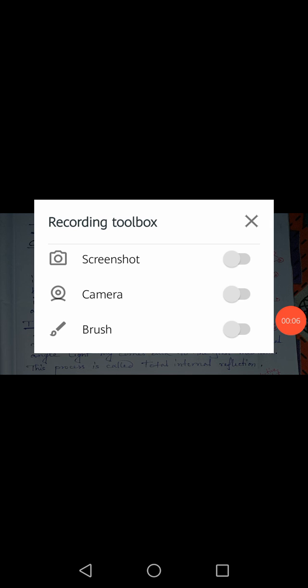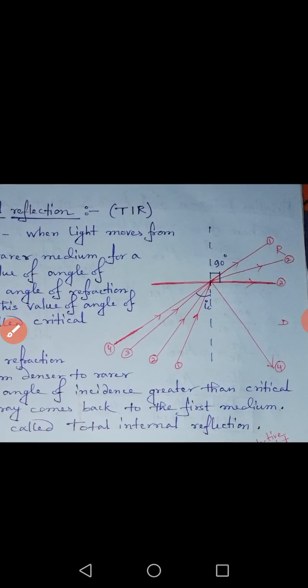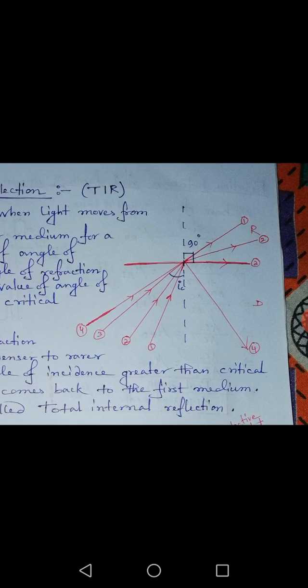In today's video, we will discuss total internal reflection, or in short, TIR. So here you can see that in total internal reflection we are considering two media. One is optically denser medium, the other one is optically rarer medium. Okay, let us focus on this diagram first.